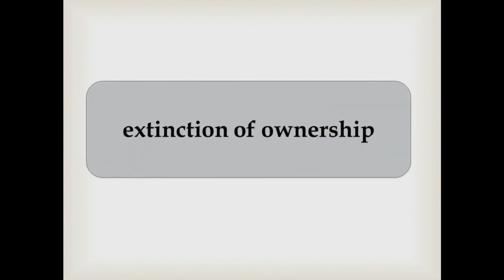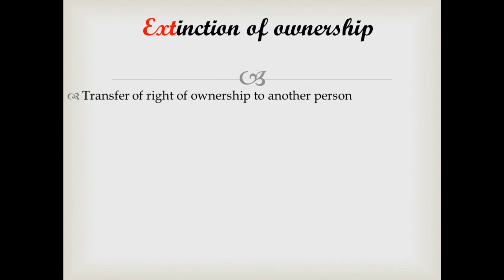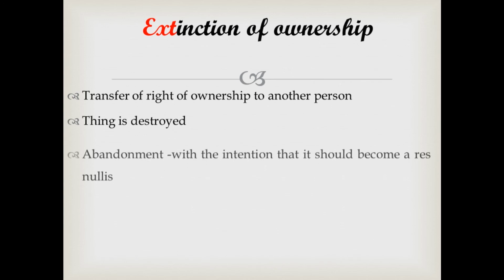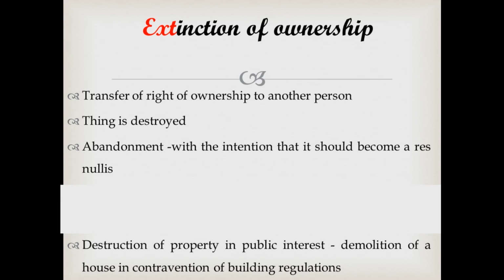Let us look at extinction of ownership. How is ownership in a thing terminated? Transfer of right of ownership to another person terminates ownership in that thing. When thing is destroyed, abandonment of the thing with the intention that it should become a res nullius. Destruction of property in public interest, for instance, demolition of a house which is against the building regulations.